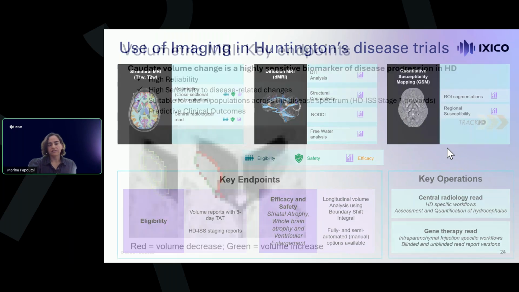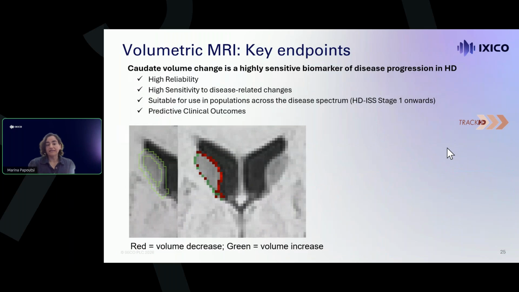So as I mentioned, volumetric MRI is the most important endpoint, the one that's most commonly used to look at changes, particularly focusing on the caudate. The caudate is structured deep in the brain, and it's really measuring caudate volume change, highly reliable and sensitive, and suitable even for stage 1 patients, even though most of the trials so far don't use stage 1. Thinking about the future, for example preventative trials, it's a really sensitive metric.